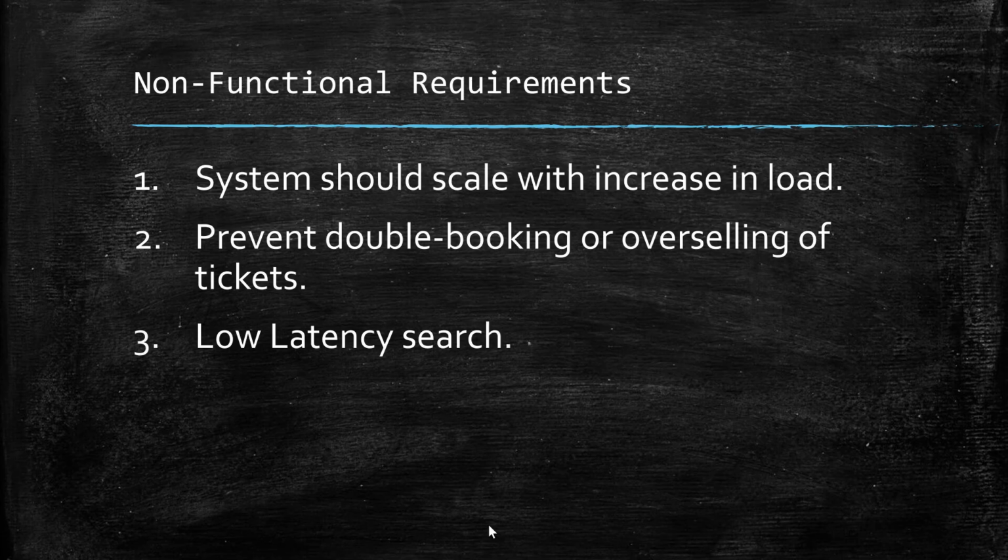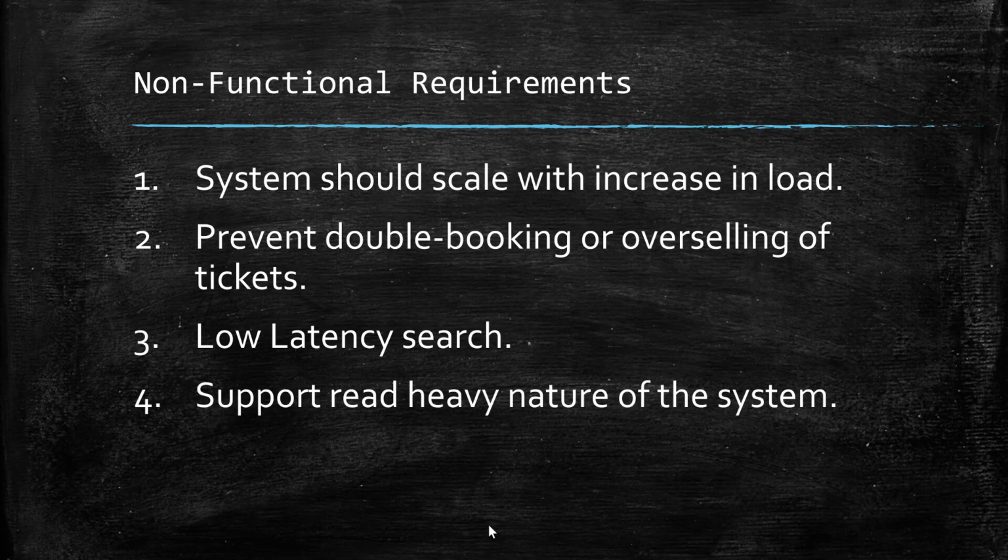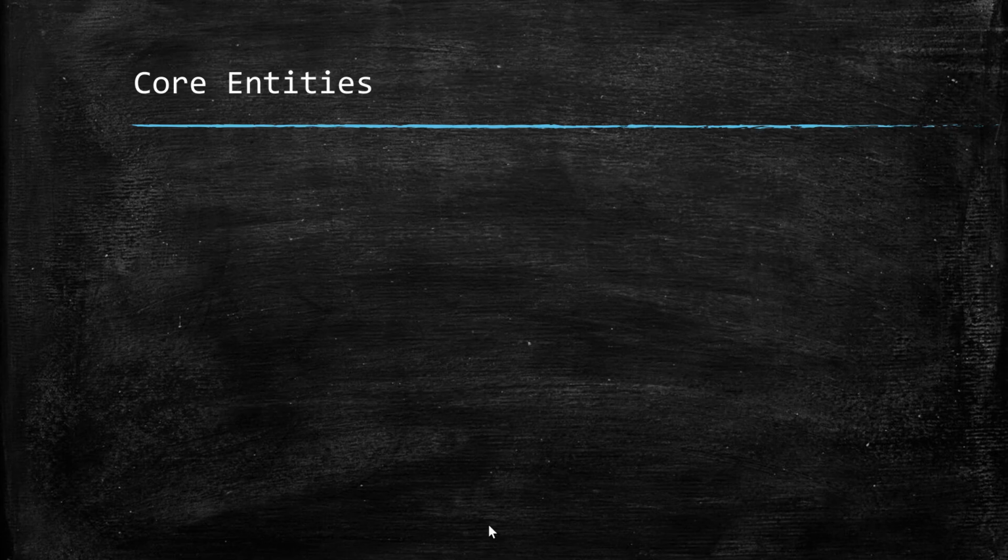Next, we want to provide the user low latency search. So if there is a very famous concert coming up and a lot of people are searching for it by some keyword, then we should be able to provide low latency search to the user. Fourth one is support heavy read nature of the system. So the system in itself is a very read heavy system as opposed to a write heavy system, because a lot of people will be coming to your website or to your system for getting the details of an event, what event is happening and where it is happening, who is the performer, what is the venue, and all those sort of things. Next section is the core entity section.